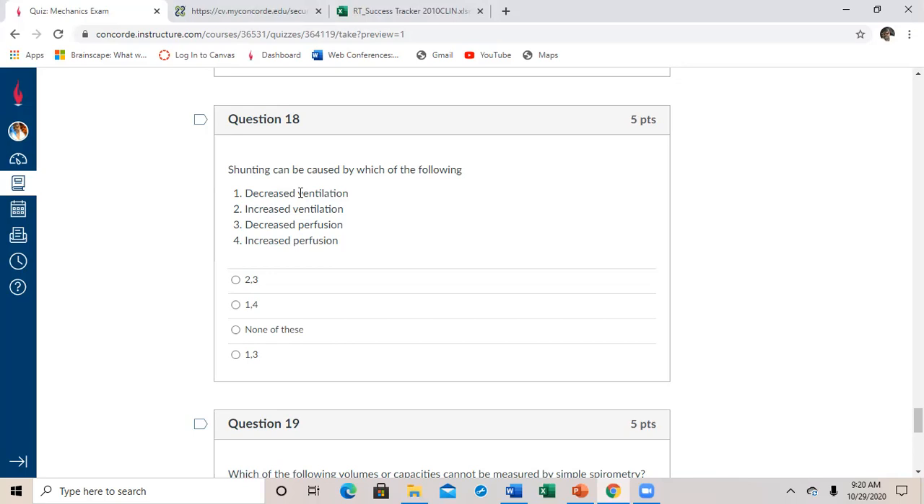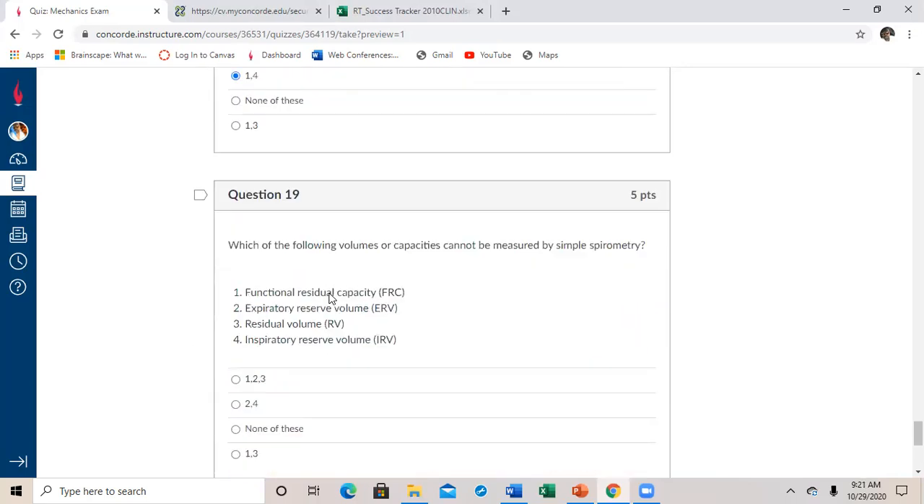So that's 1. What about an increase in ventilation? No, that wouldn't be it, because the definition of shunt is more blood and low ventilation. Number 3, a decrease in perfusion? No. Increase in perfusion? Yes. If I have increase in perfusion, then I am now pushing more blood. My perfusion has escalated, so now I have high perfusion and low ventilation. So it should be 1 and 4. Decreased ventilation, increased perfusion.